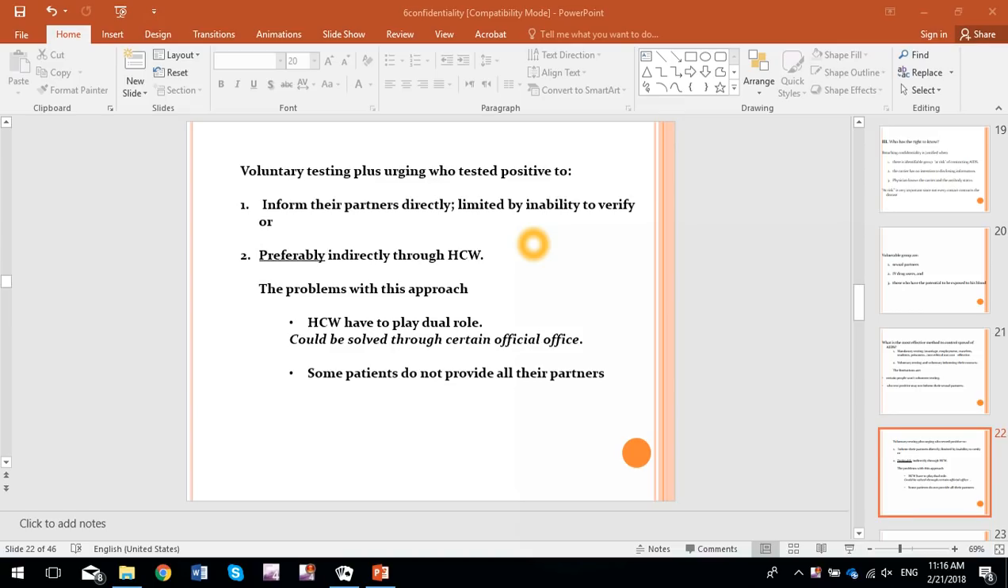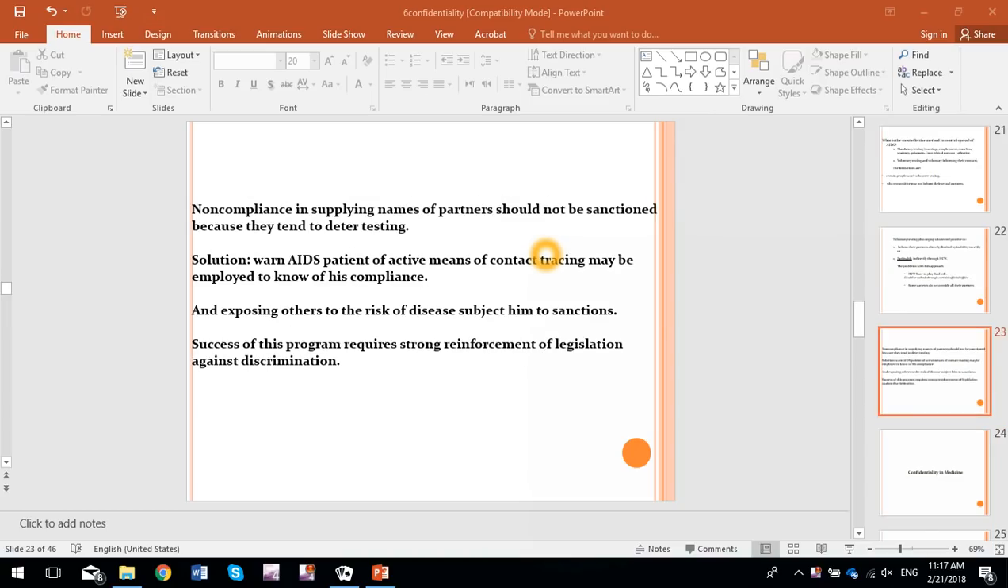But the problem with this approach, however, is that the physician has to play a dual role. One is to treat patients, and the second is to inform partners. Again, the suggestion came out: why don't we put an official office for these kinds of cases to be responsible for notifying the partners? But again, some patients do not provide all their partners. Again, the problem is still not solved.